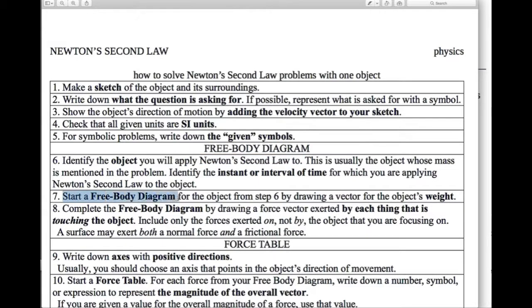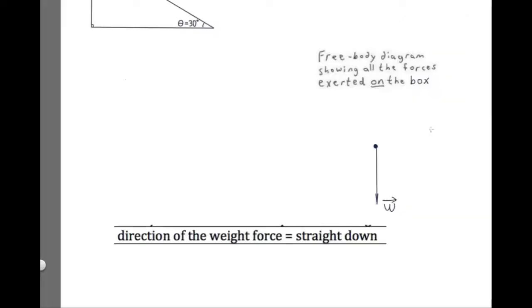Now we start our free body diagram for that box by drawing the vector for the object's weight. Here we've begun our free body diagram showing all the forces exerted on the box. This dot represents the box. Here's the downward arrow for the weight force. The rule is that the direction of the weight force should be straight down.